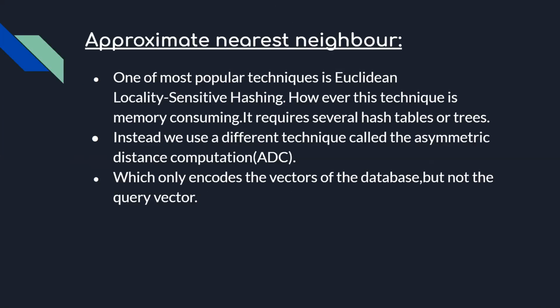Now, approximate nearest neighbors. One of the most popular techniques is the Euclidean locality sensitive hashing. However, this technique is memory consuming. It requires several hash tables and trees. Instead, we use a different technique called the asymmetric distance computation. It significantly outperforms the alternatives in terms of the trade-off between memory and accuracy. It offers better accuracy, and only encodes the vectors of the database but not the query vector.